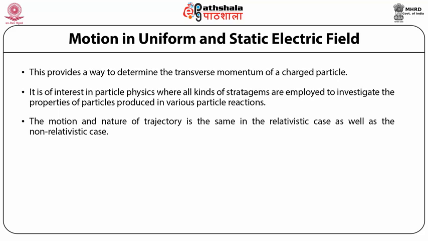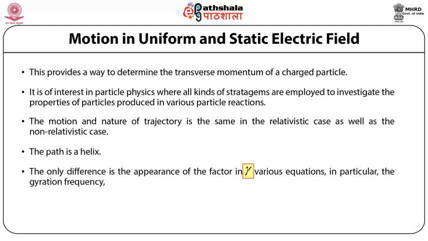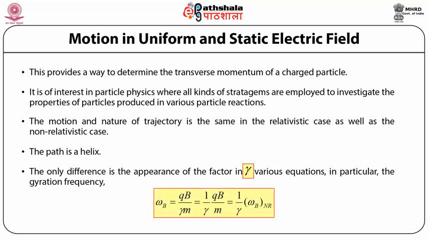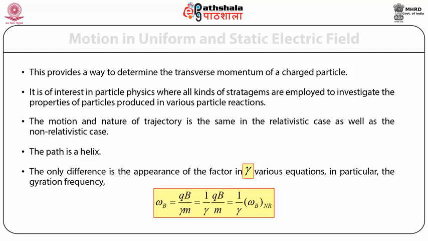The motion and nature of trajectory is the same in the relativistic as well as the non-relativistic cases. The path is a helix. The only difference is the appearance of the factor gamma in various equations. In particular, the gyration frequency, which is omega B equals qB by gamma m equals 1 by gamma into qB by m equals 1 by gamma omega B non-relativistic.